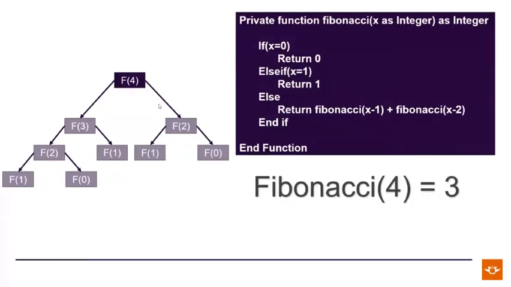Okay, so Fibonacci of 4 gives us 3, and all of this is just to get 3. It is quite in depth, but look at the simplicity of the function.